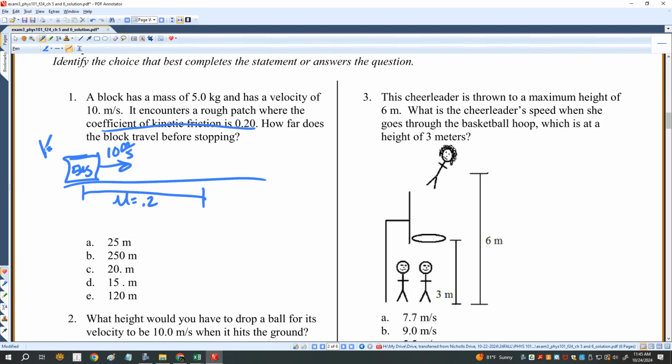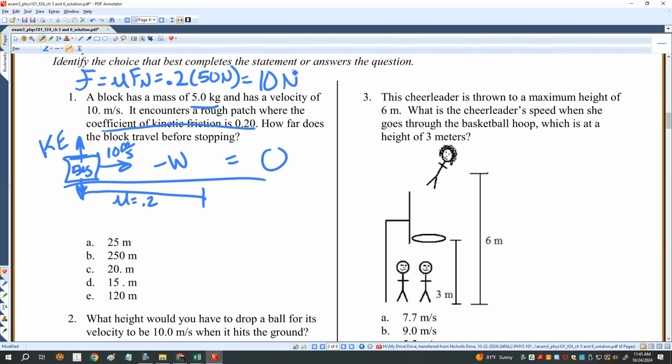So all the kinetic energy that it has here minus the work that it encounters here will give me a net energy of 0. I need to know what is the frictional force first. Frictional force is equal to mu times the normal force. In this case, the normal force is just equal to the weight. So that's going to be 0.2 times 50 newtons. That's 5 kilograms times g. That's 10 newtons.